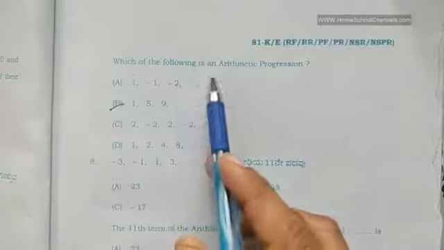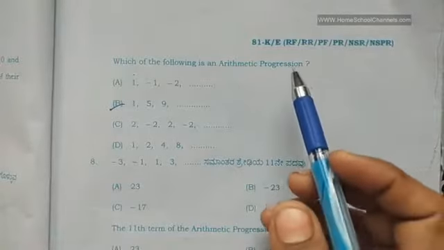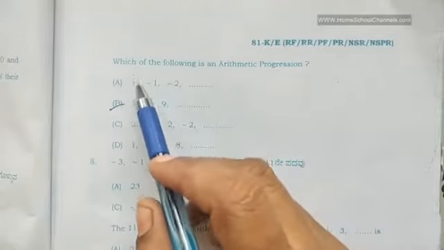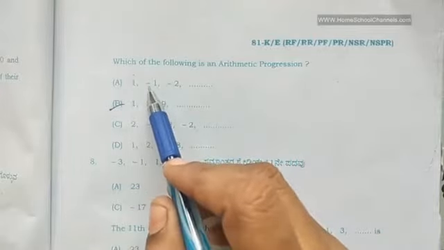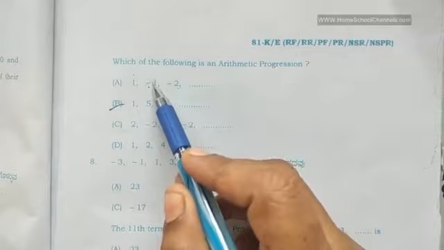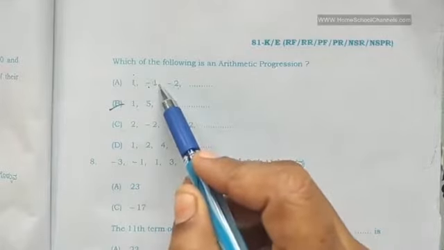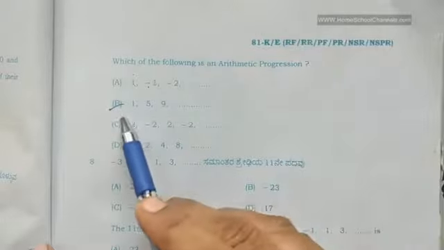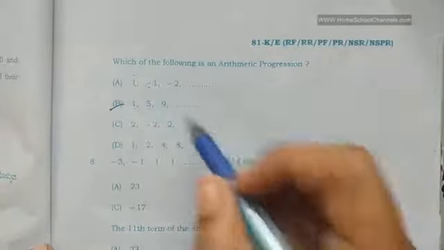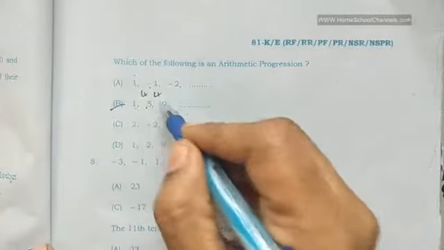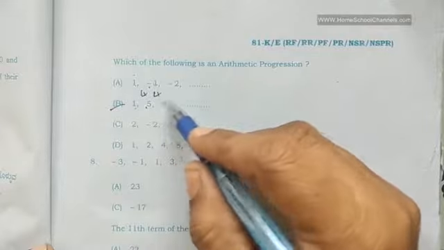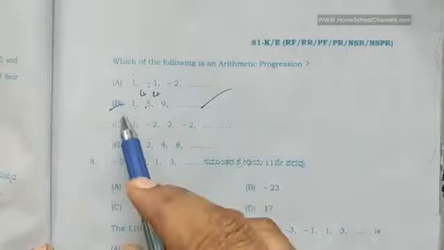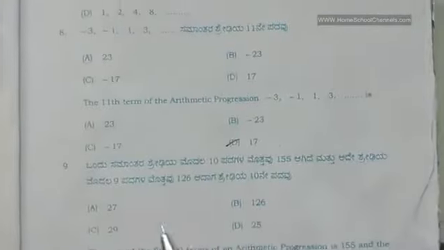Seventh one, which of the following is an arithmetic progression? If you need to check arithmetic progression, you can see the difference here. Minus 1, it will be minus 2. Minus 2, minus of minus 1, it will be minus 2 plus 1, it will be minus 1. So this is not an arithmetic progression. 5 minus 1, 4. 9 minus 5, 4. So the difference is constant. Therefore, this is arithmetic progression. Option B is correct answer.